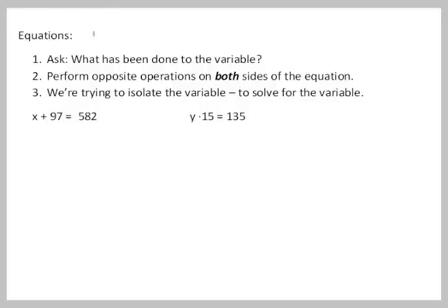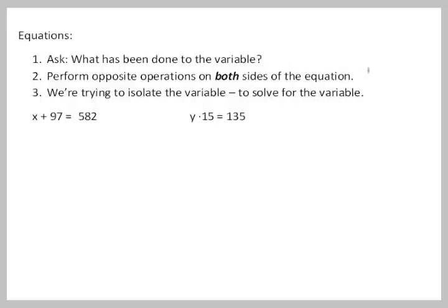So when we're solving equations, we're going to first ask what has been done to the variable. And variables are letters of the alphabet that represent numbers in a specific problem. Then we're going to perform opposite operations on both sides of the equation. So the opposite of addition is subtraction, the opposite of multiplication is division, and we need to be sure that we show our work on both sides of the equation.